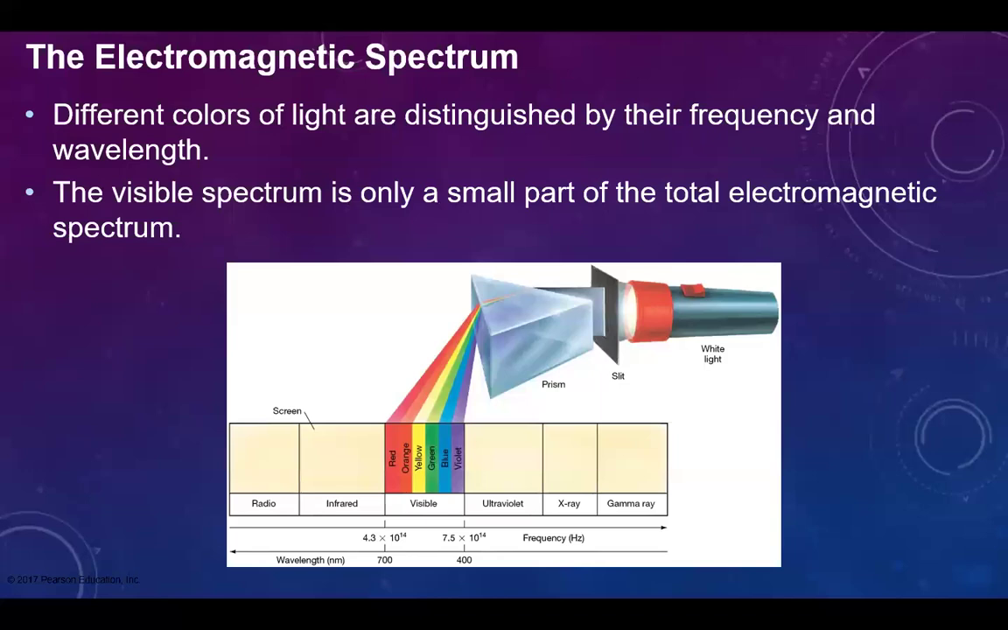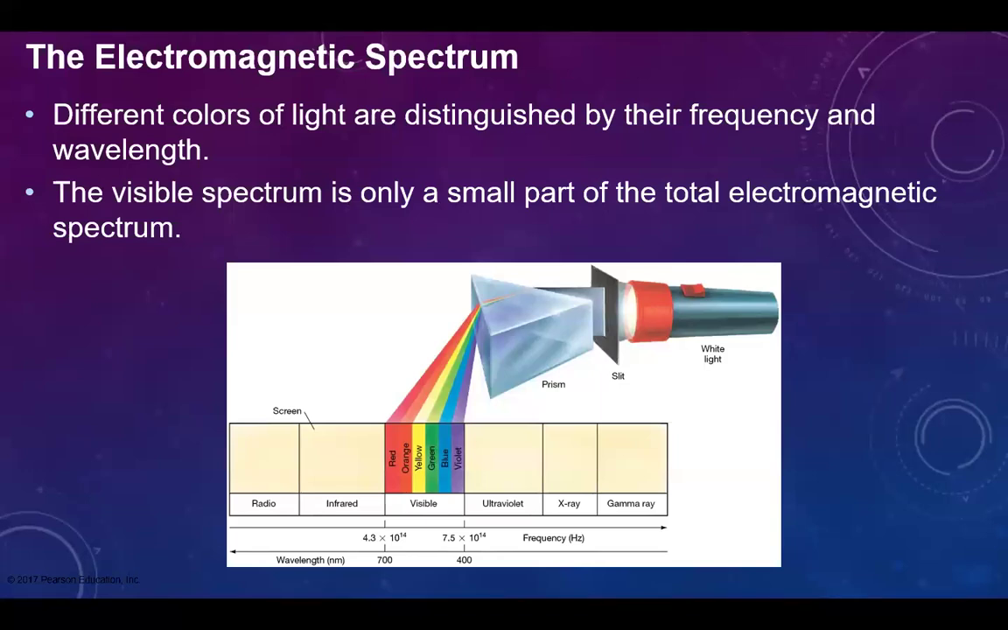So radio waves have frequencies down in the kilohertz range. Like AM radio is hundreds of kilohertz. FM is in the megahertz. So that's 10 to the third, 10 to the sixth, that kind of range. And the wavelengths can be as long as like a kilometer.